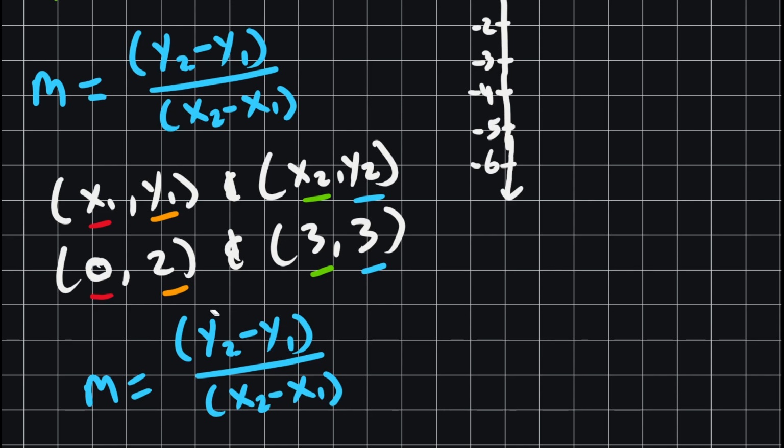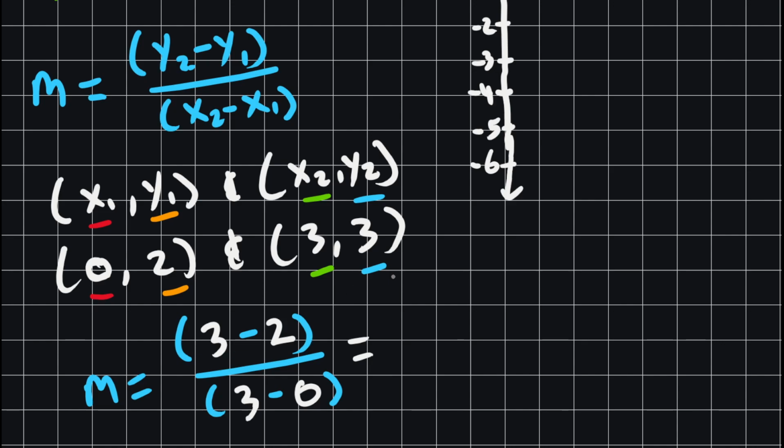So let's start substituting. What is our y2? Our y2 is this blue underline right here, it's 3. Good, so what is our y1? Our y1 is this orange right here, it's 2. And what is our x2? Our x2 is this green underline right here, 3. And what is our x1? Our x1 is this first one right here, it's 0.